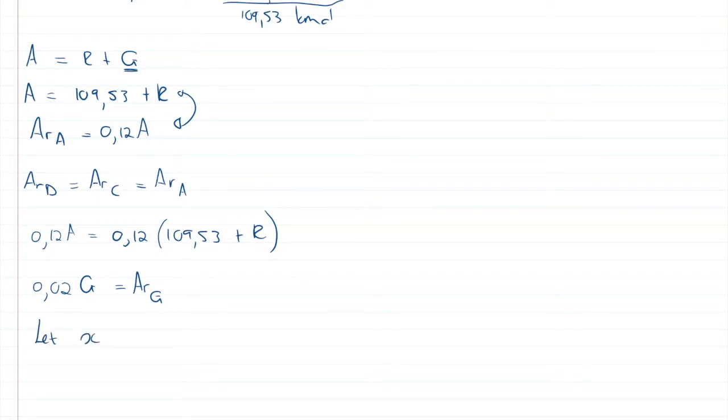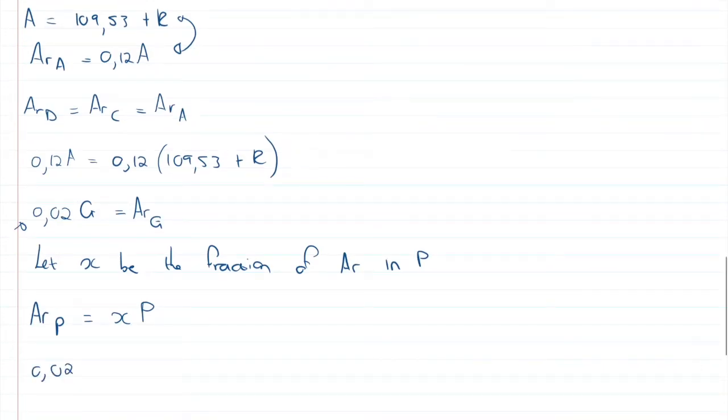So we're going to say let X be the fraction of argon in the purge stream P. So the argon in P is equal to the fraction, which is unknown, times P. Now, as we said, the argon in must equal the argon out. So the argon in at G must equal the argon in P. But we know what this is. We know that is 2.19. So now we still have too many unknowns, so we will need more equations.